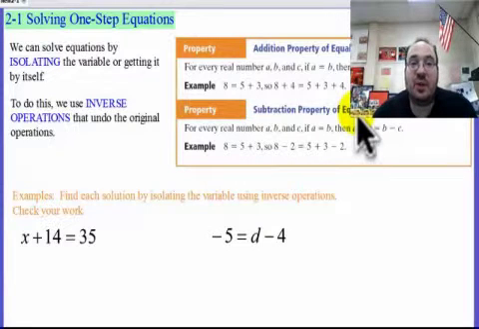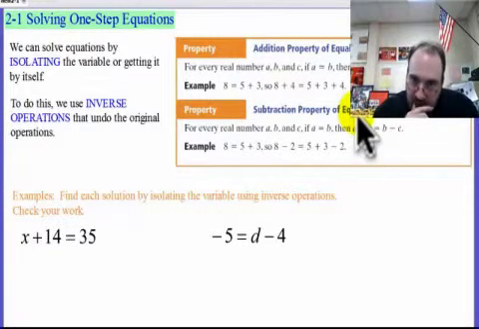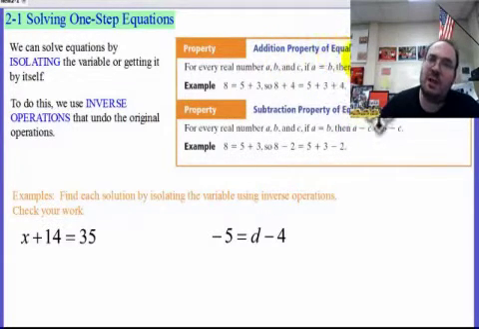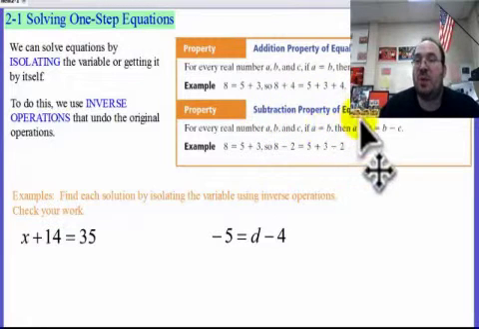Okay, so now we're going to get into the coolest thing in all of math, and that's how you actually solve equations. So the way that we do that is we're going to use two properties, first of all, called the addition property of equality and the subtraction property of equality.